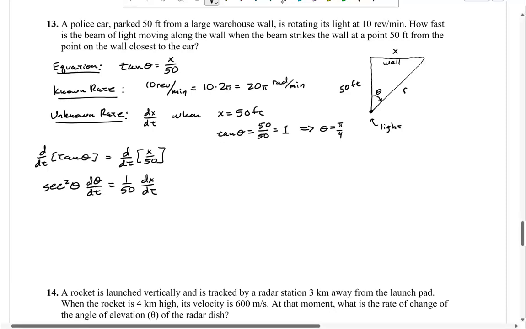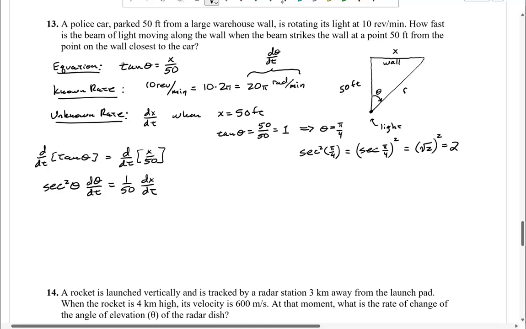Now dx/dt is the quantity we're looking for. d theta/dt is right here. This is d theta/dt. I should have labeled it earlier. But now we also need the secant squared theta. Well, at the moment we're talking about, theta is pi over 4. So secant squared pi over 4 is the same as secant pi over 4 quantity squared, which is equal to root 2 squared, or 2.